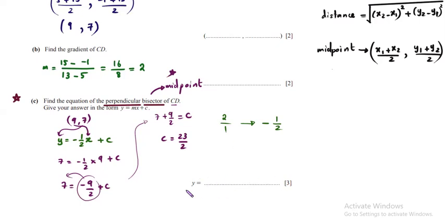Now we can write the equation of the perpendicular bisector, which is y is equal to, we know it's minus half x, that is the gradient, and we have x here. And the value of the y-intercept is 23 over 2, or I can write it as 11.5 here. This is the equation of the perpendicular bisector. This is a very important question. Now let's move on to the next question that we have.